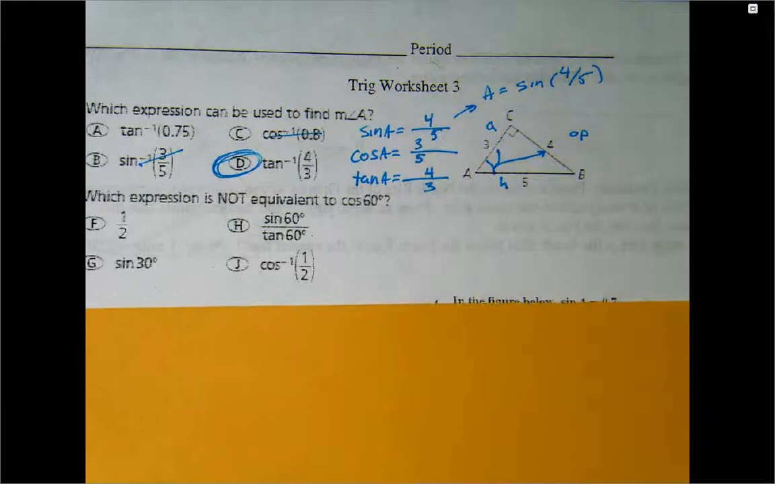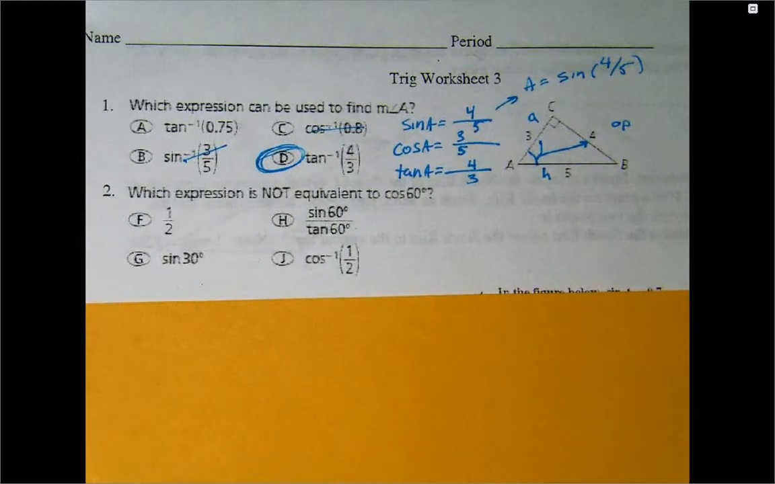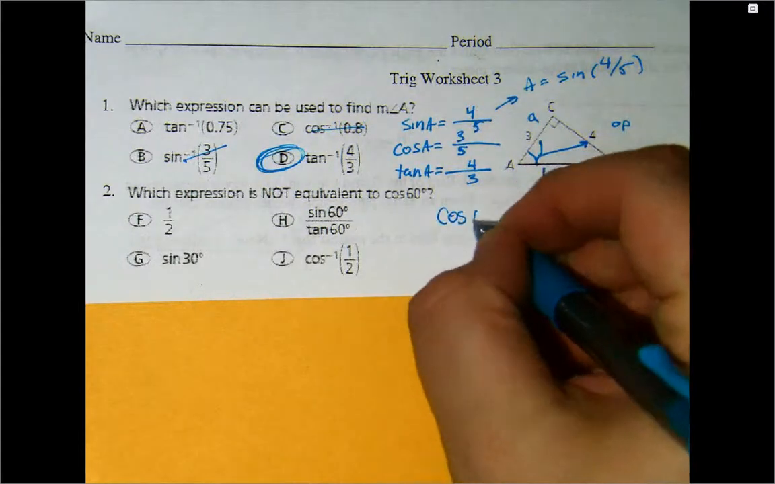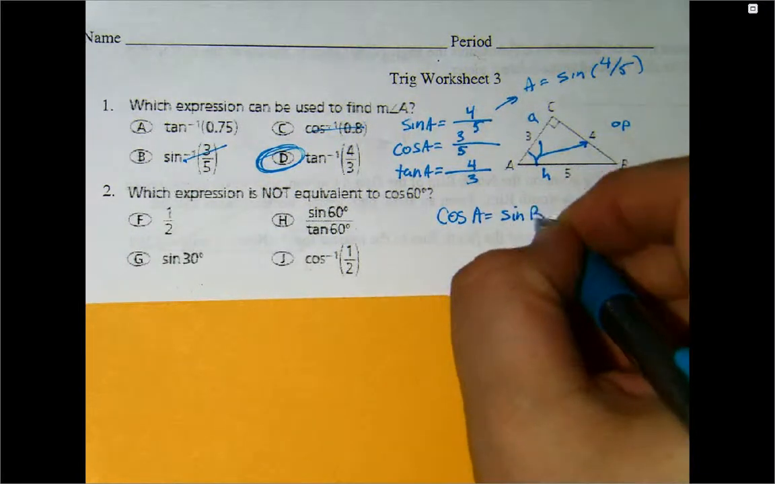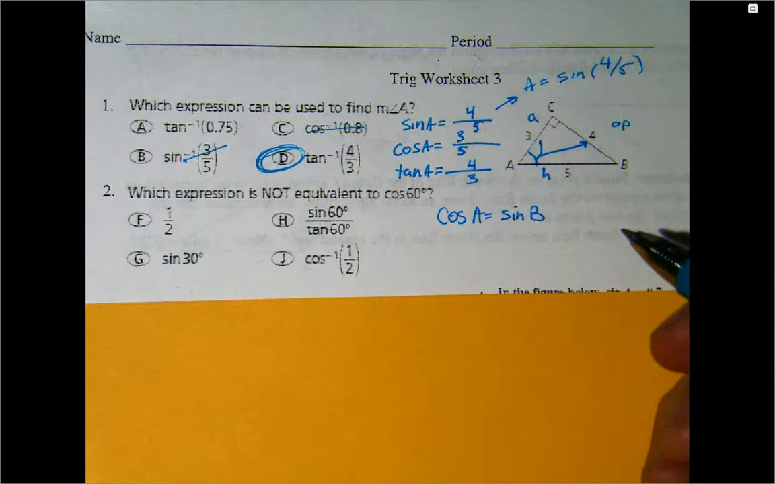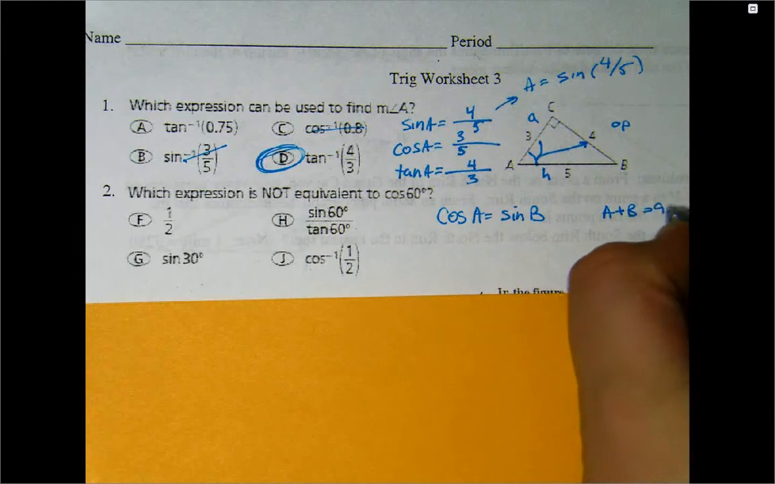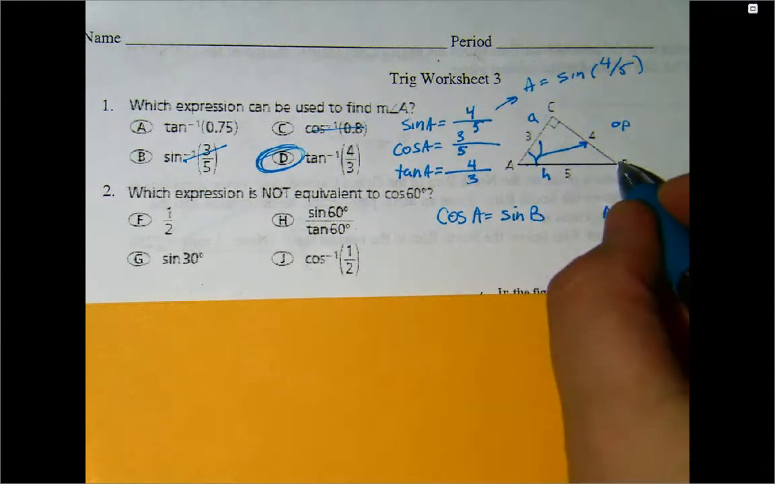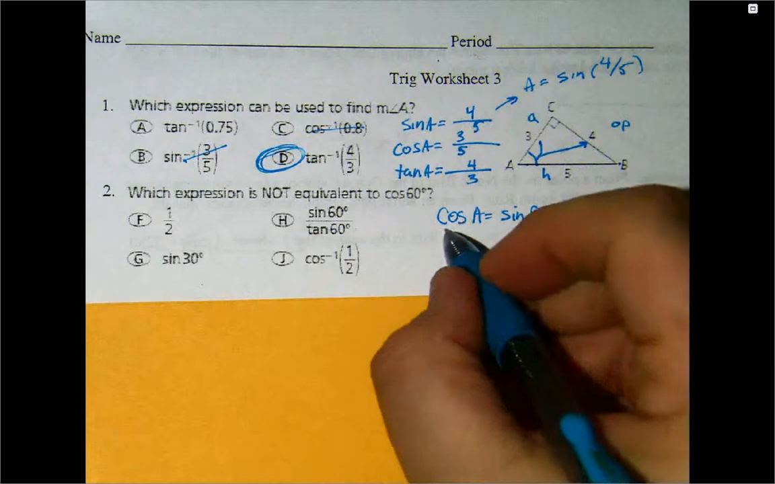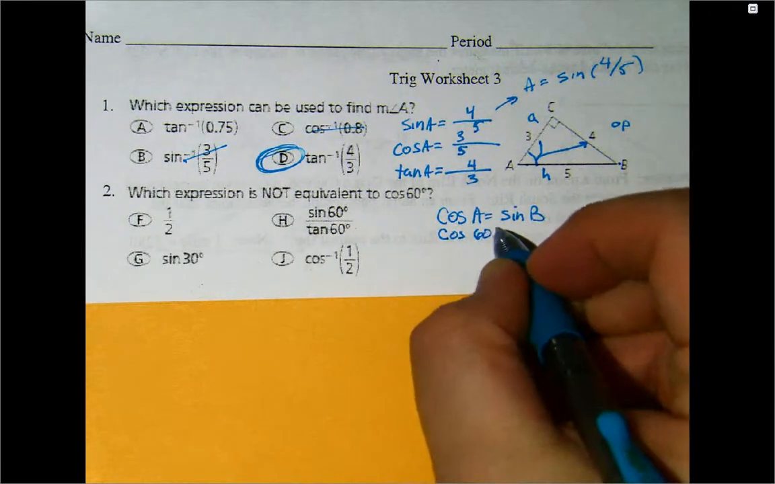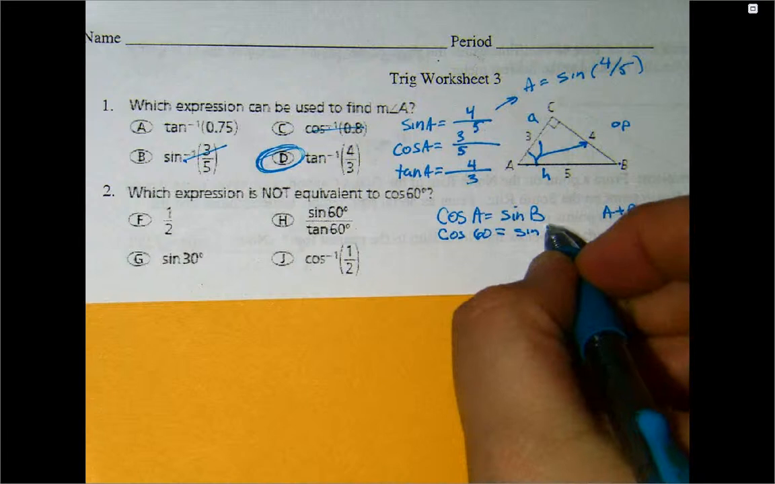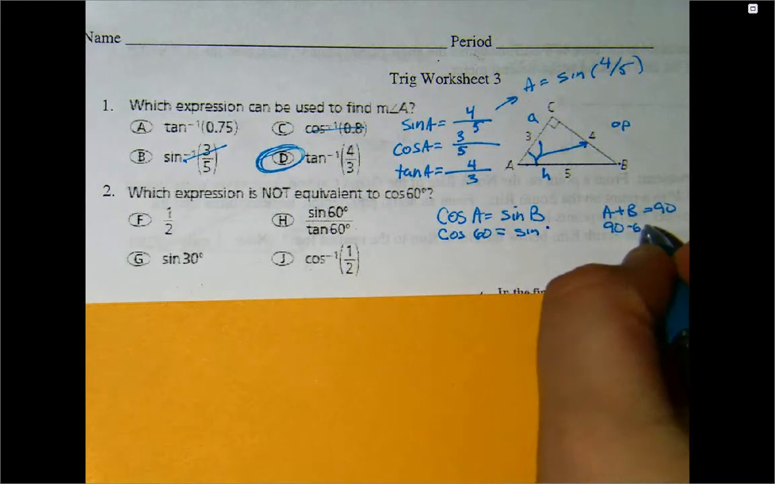All right, next one, number 2. Which is not equivalent to the cosine of 60 degrees? Well, do you remember that the cosine of A is equal to the sine of B? You guys remember that? So A plus B is equal to 90 degrees, because those are these two angles right here. A plus B has to be equal to 90 degrees. So if you have the cosine of 60 degrees, this should be equal to the sine of 90 minus 60, which is 30.